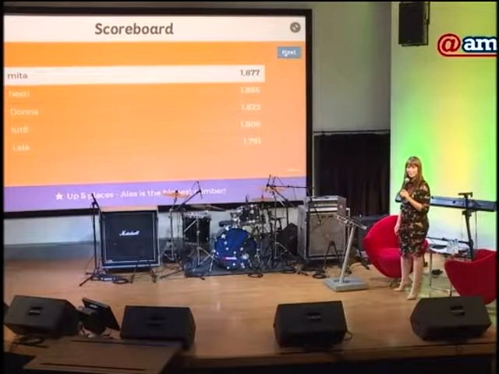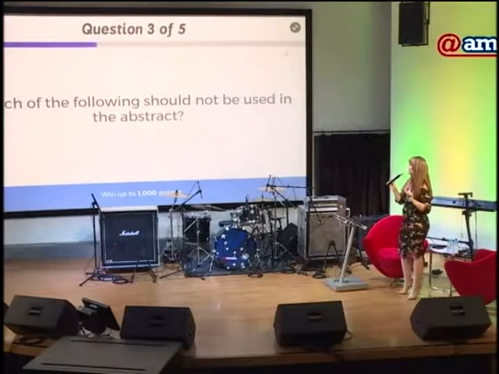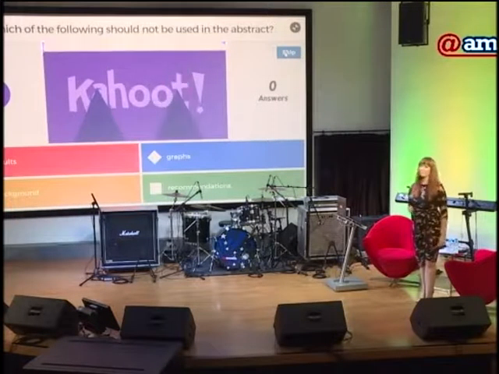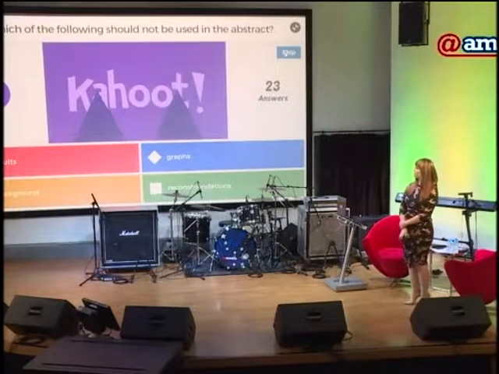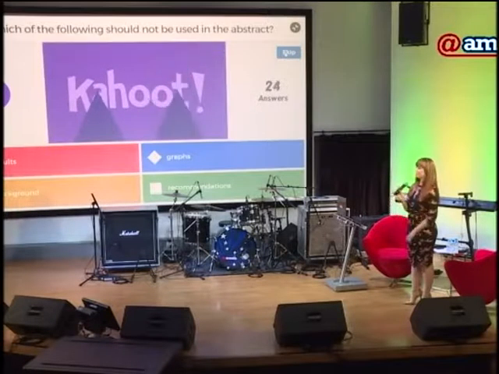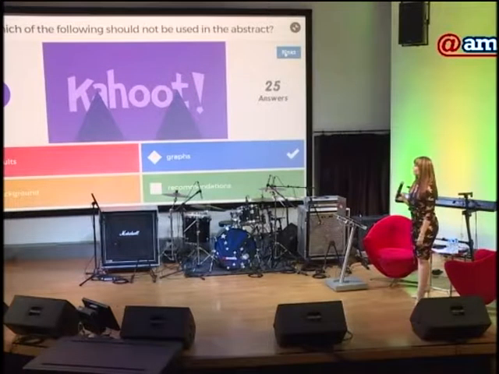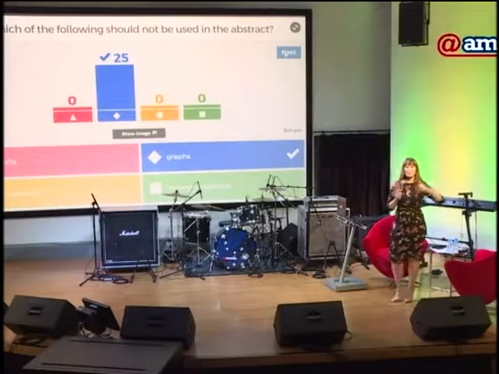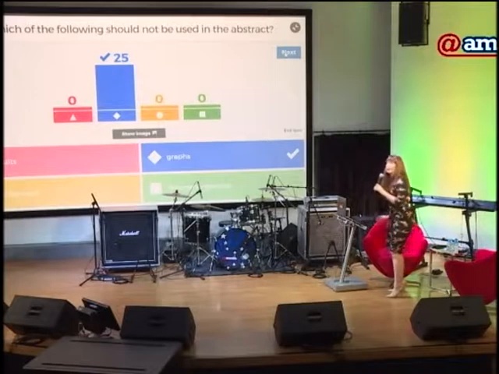Are you sure? Okay. Which of the following should not be used in the abstract? Be careful. Is it the results? Is it the graph? Is it the background or the recommendation? I don't know. What do we not include? Should we have results? Graphs. All 25, right, everybody. 100%. Good job. 25, yes. 100%. No graphs in your abstract.